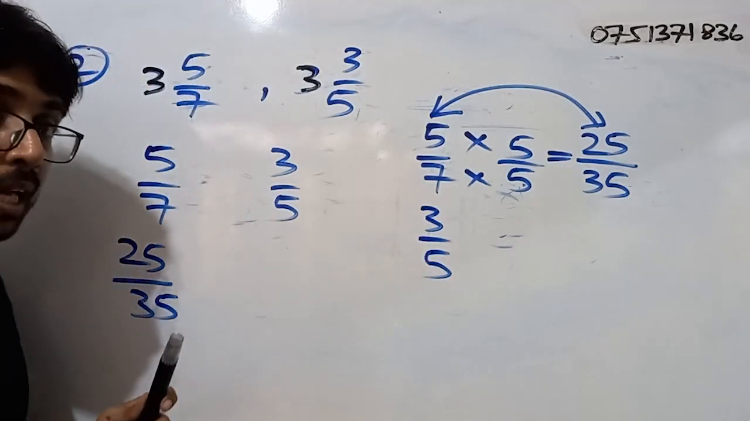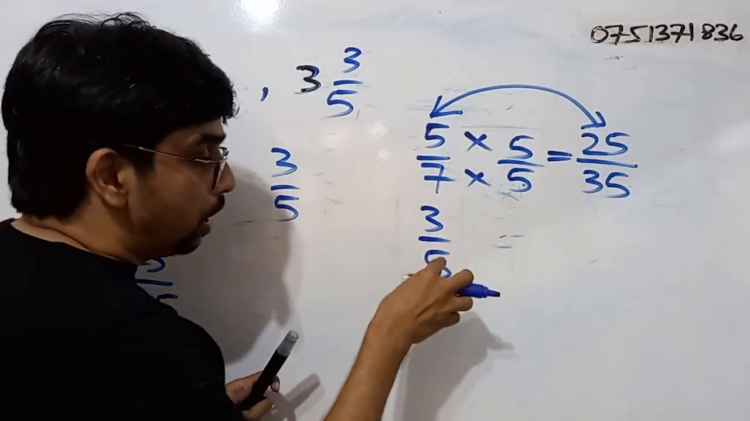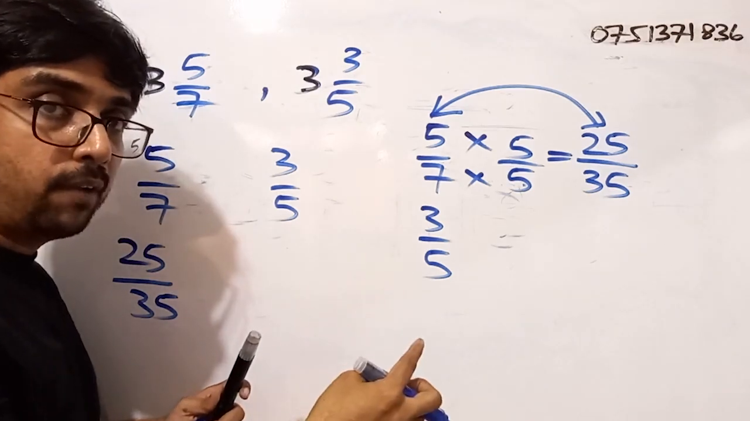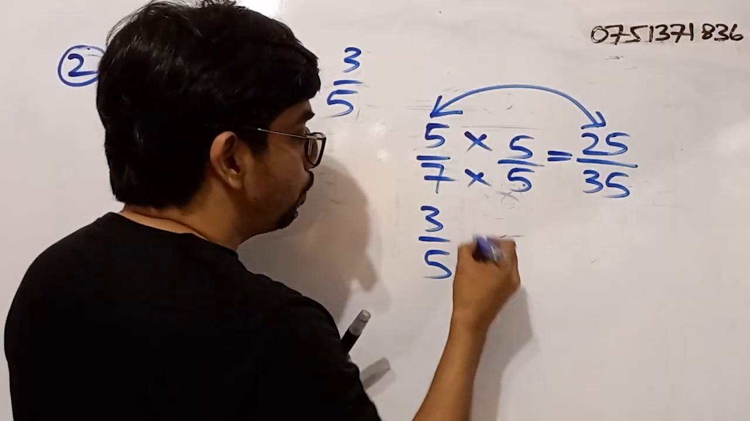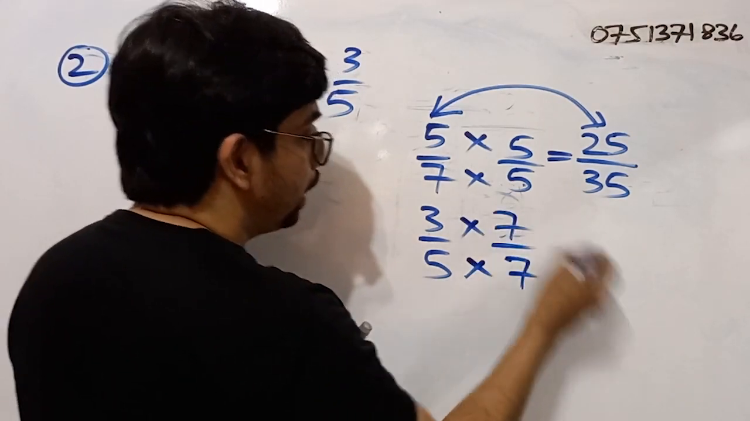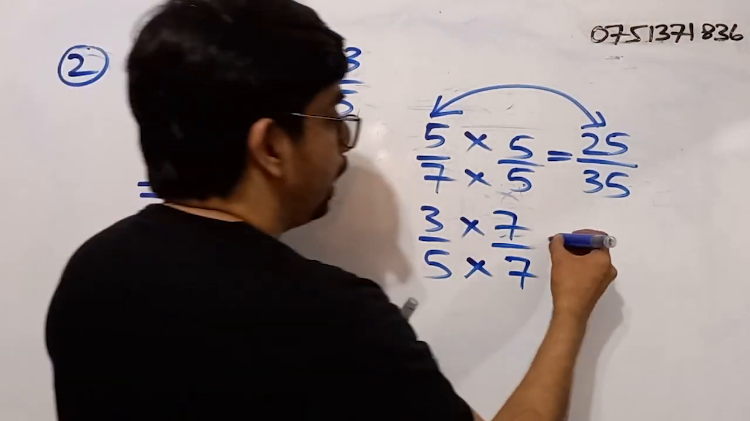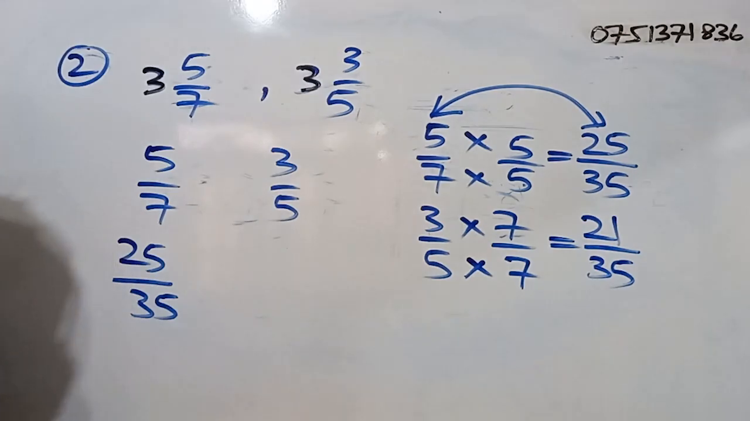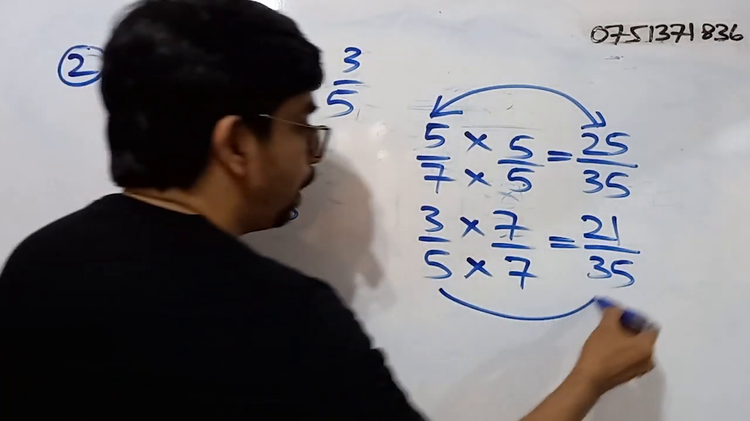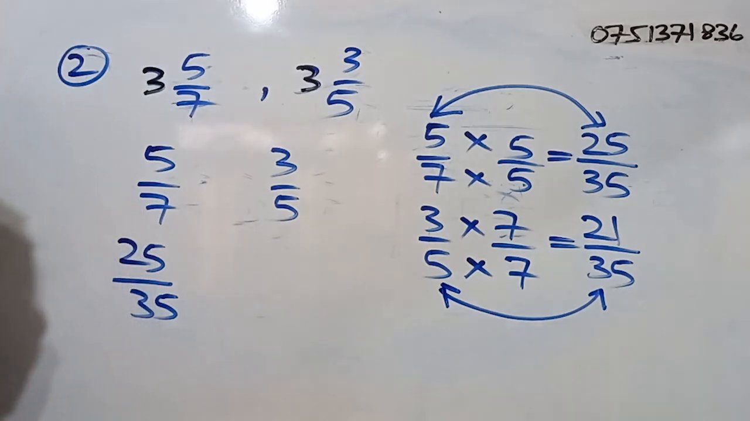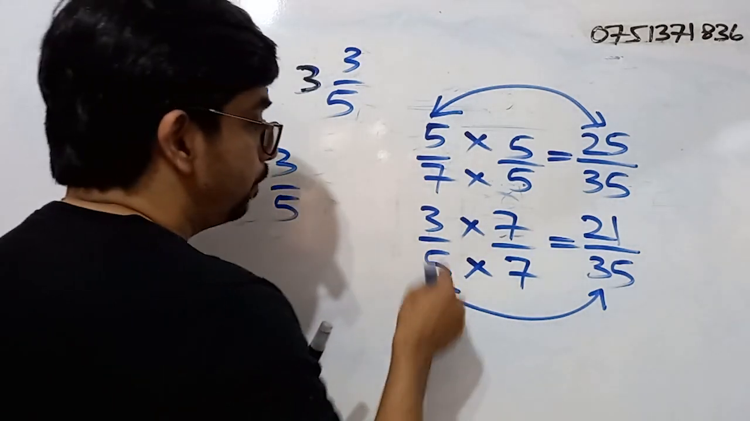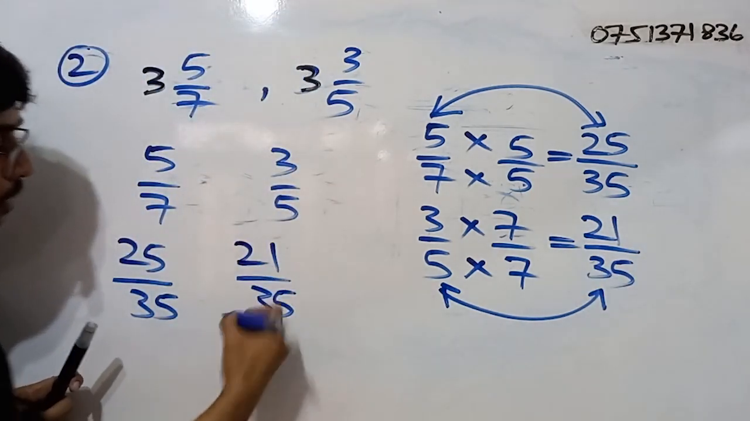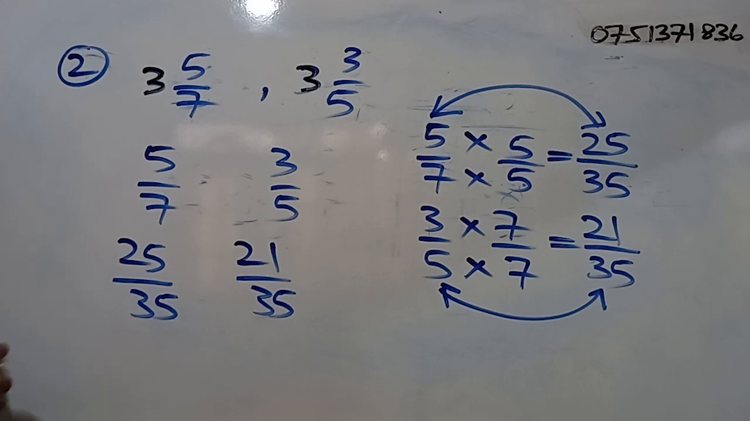The next fraction that I have is 3 by 5. Here we have to do the same thing. I have to convert this fraction into a fraction which has the denominator 35. So I have to multiply the denominator and the numerator by 7. 3 into 7, we get 21. 5 into 7, we get 35. Those two are equivalent fractions. That means instead of 3 by 5, I can use 21 by 35.